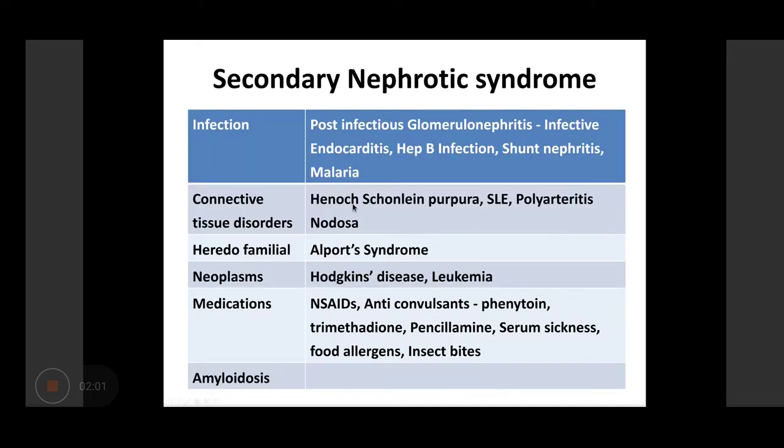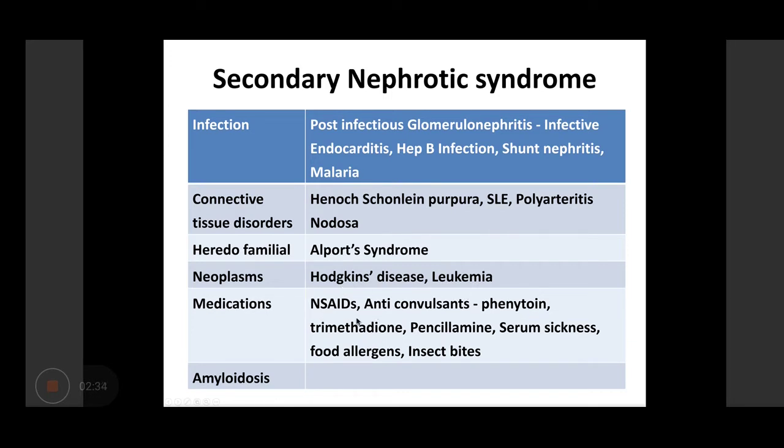Causes of secondary nephrotic syndrome are numerous. These include infection, which include post-infectional glomerulonephritis, the causes being infective endocarditis, hepatitis B infection, shunt nephritis, and malaria. Then it can be caused by various connective tissue disorders. These include Henoch-Schönlein purpura, SLE, polyarteritis nodosa. There can be certain familial conditions such as Alport syndrome leading to secondary nephrotic syndrome. Neoplasms such as Hodgkin's disease and leukemia can also present as nephrotic syndrome.